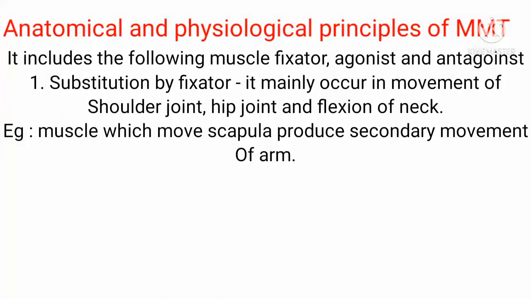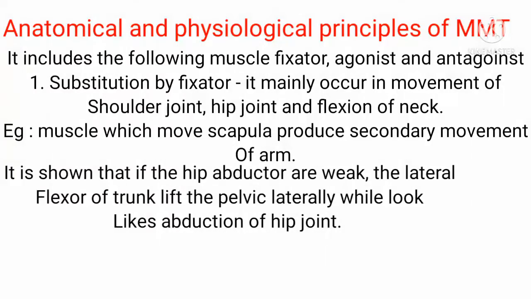For example, muscles which move the scapula produce secondary movement of the arm. It is shown that if the hip abductors are weak, the lateral flexors of the trunk lift the pelvis laterally, which looks like abduction of the hip joint.